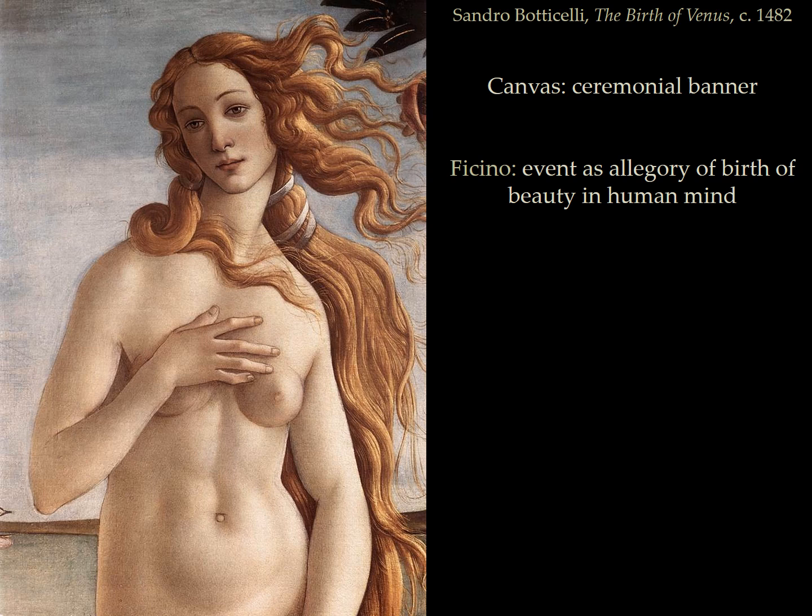And because this is a ceremonial banner that would have been carried in a procession on the occasion of a wedding, it also would not necessarily have been understood as overtly sexual. Instead, Ficino interprets the birth of Venus as the allegory of the birth of beauty in the human mind. Thus, this is our ability to consider what beauty actually is. And so it does not need to look like a realistic or anatomically correct woman. It is merely an idea.